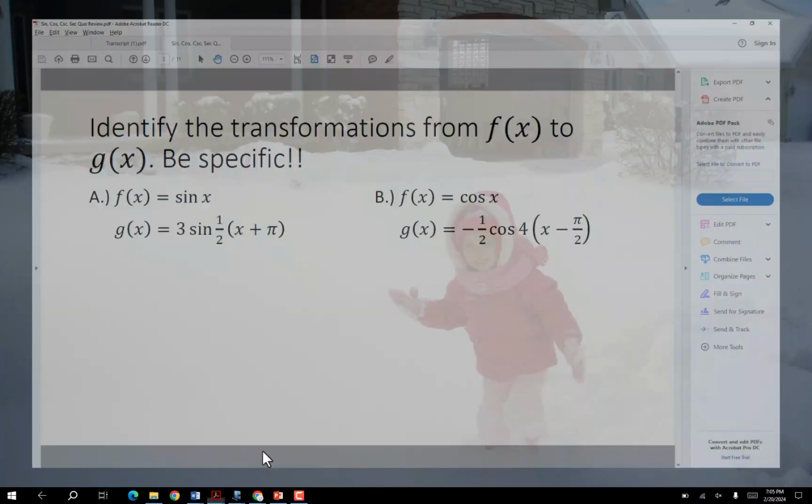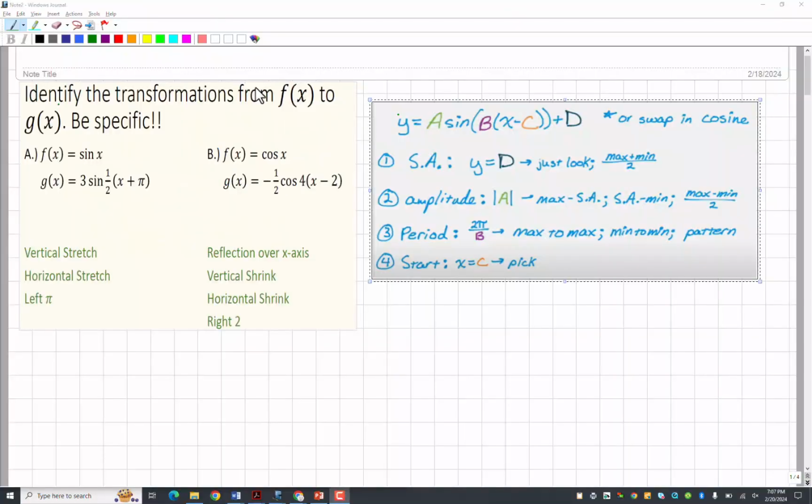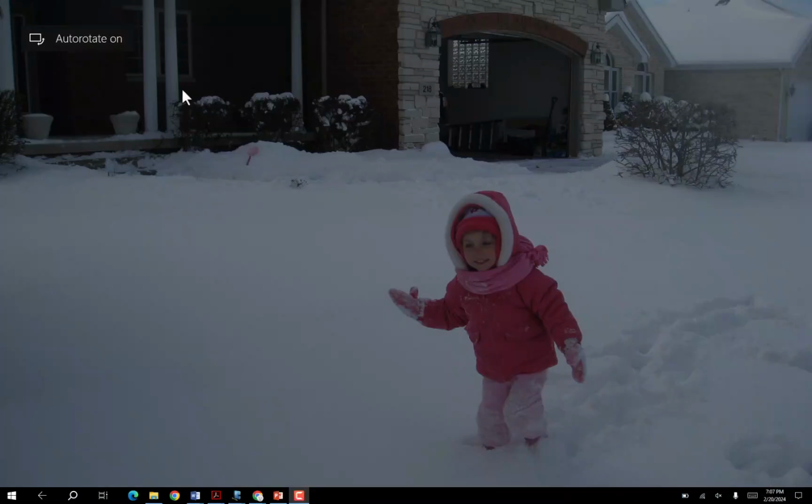Where'd it go? Oh, I don't think I can write on this. All right, so here we go. Oh no, it reset. Let's see if I can get this back to where I want it to be.